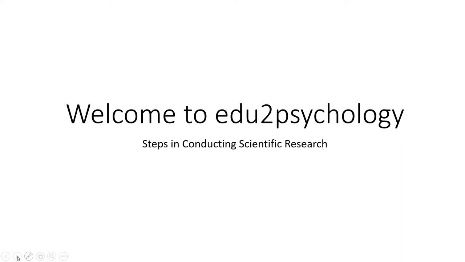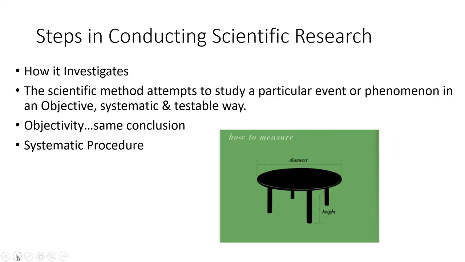Hello everyone. In our previous session, we had covered the goals of psychological inquiry, which include the description, prediction, explanation, and control of behavior and application of knowledge. In case you have missed the previous session, please click on the link given above. Today we're going to discuss the steps in conducting scientific research.